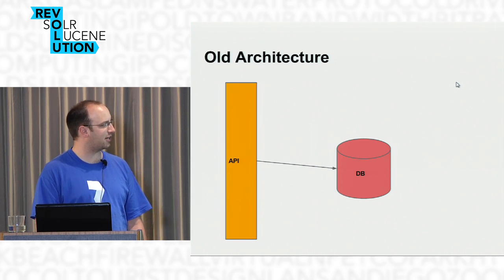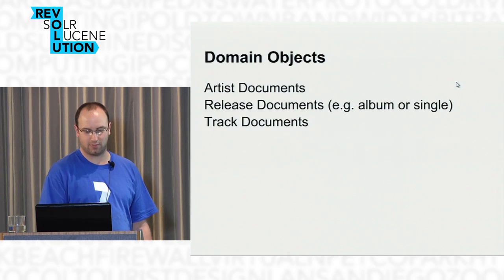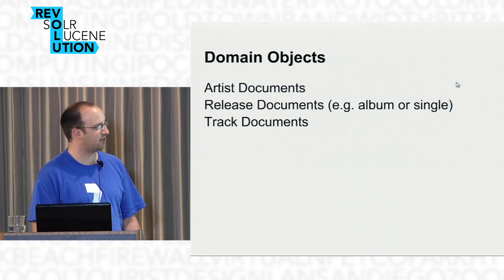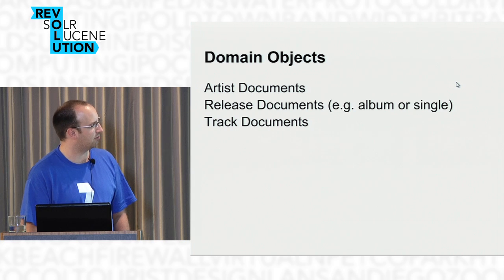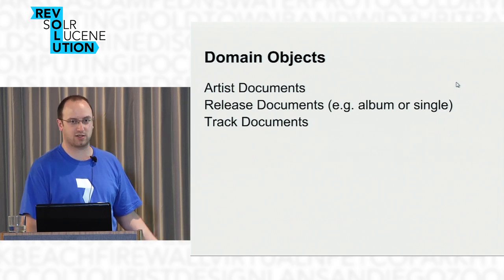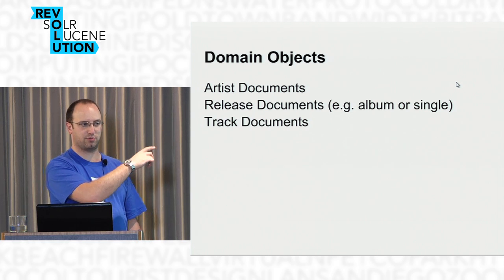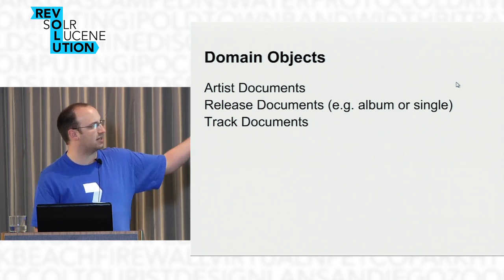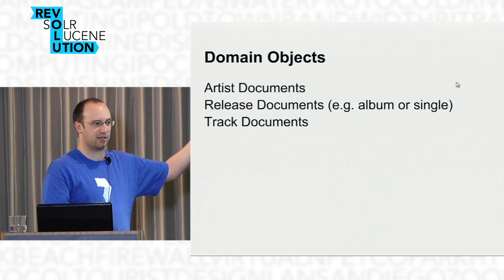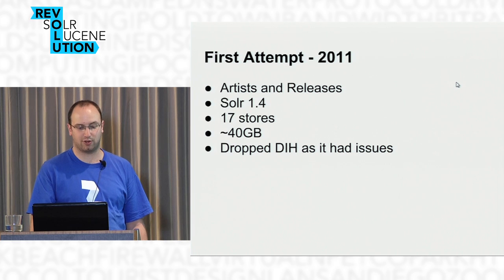So our old architecture was pretty simple. Had three kinds of objects: artists, releases, tracks. Really says it all. Some of them make music, a release, album or a single, and you have tracks on an album. So each of those objects contains the one above it. So a release contains the artist data within it, and a track would contain the release and the artist data for that track.